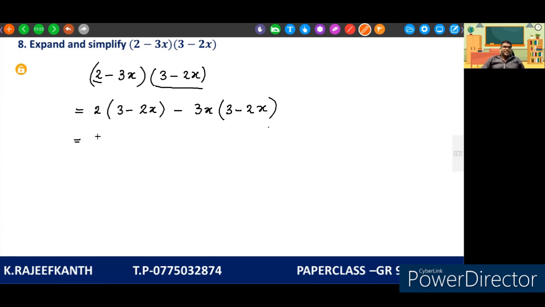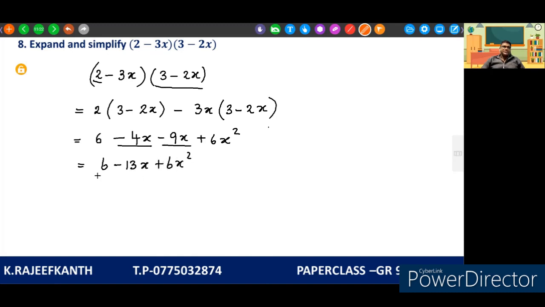So 2 into 3 is equal to 6. 2 into 2x is equal to 4x. Minus 3x into 3 is equal to 9x. Minus into minus is plus, 3 into 2 is 6x into x, which is x squared. So 6 minus 4x minus 9x. Here those are the same sign, right? So we have to add. When the signs are the same, we have to add. Then minus 4x minus 9x is equal to minus 13x, plus 6x squared.